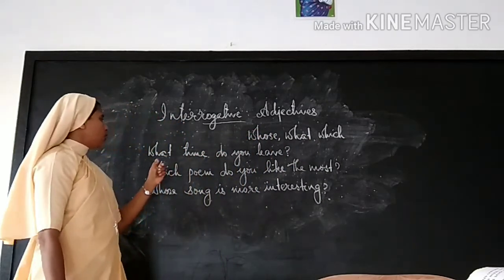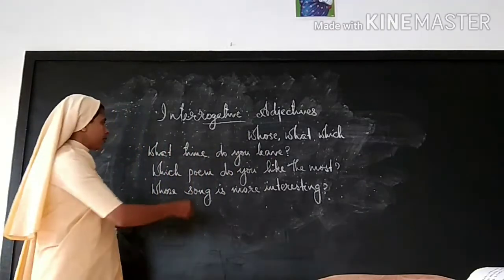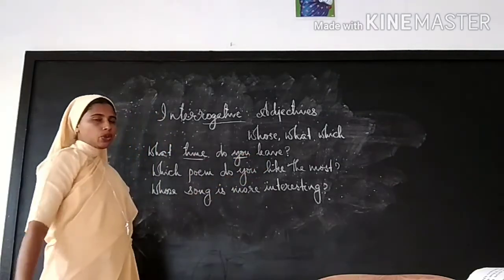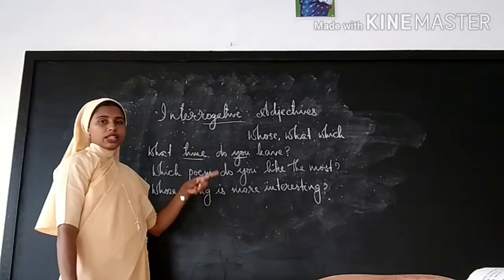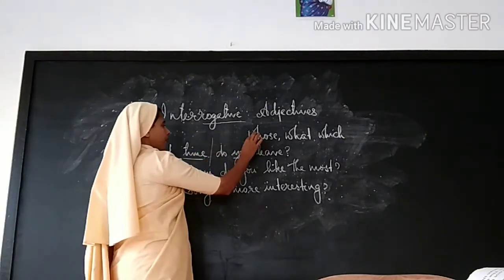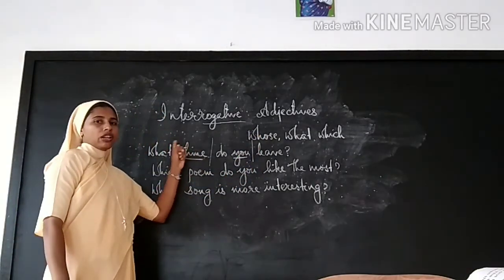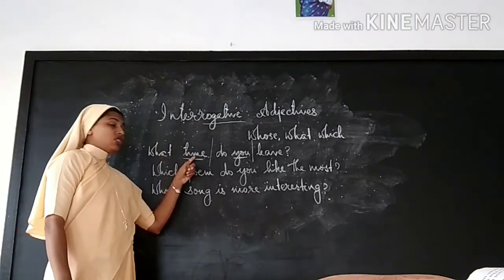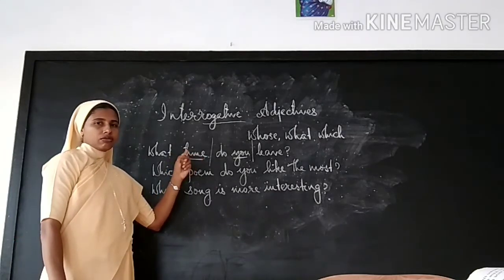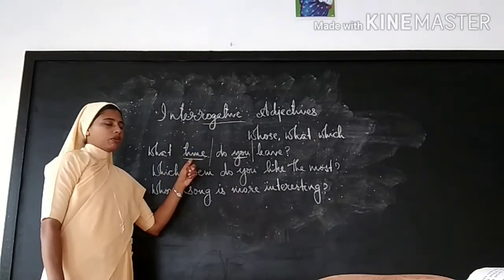For example, what time do you leave? Which are the nouns or pronouns in the sentence? Time and you. And what's the word that is used? If you see the structure of the sentence, you can divide it in this way. So, what time? It qualifies time. So, this is called an interrogative adjective. What describes more about time.